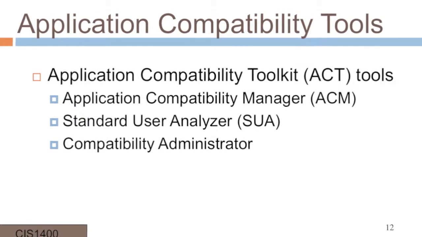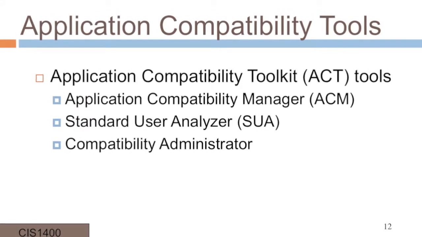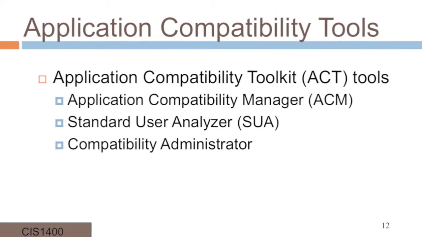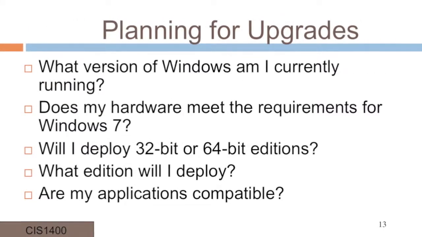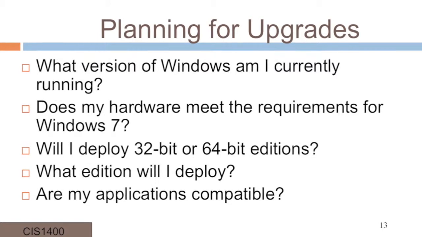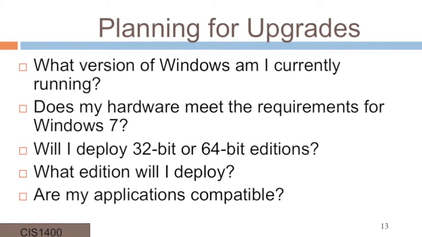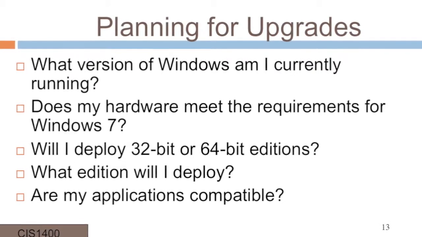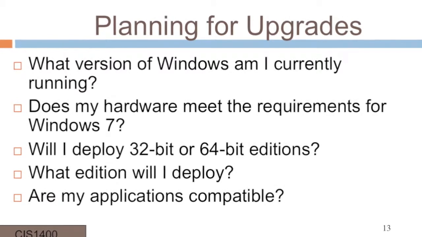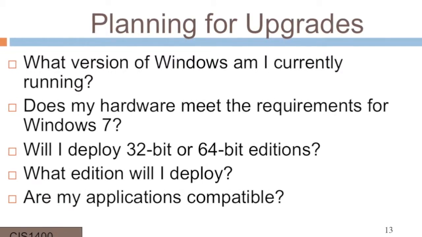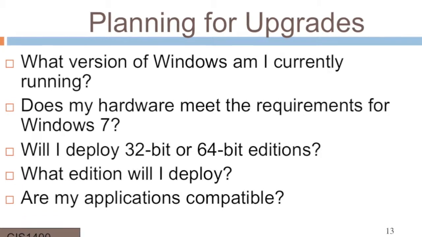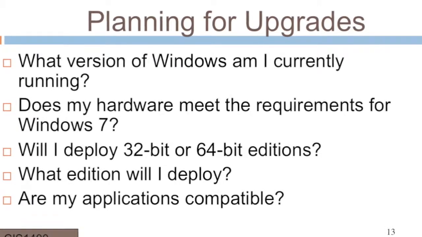If you're worried about application compatibility, Microsoft does supply some tools. The Application Compatibility Toolkit is one of those tools. As you're planning for upgrade, you want to think about: What version of Windows am I currently running? Does my hardware meet the requirements for Windows 7? Will I deploy a 32-bit or a 64-bit edition? What edition will I deploy? And are my applications compatible?